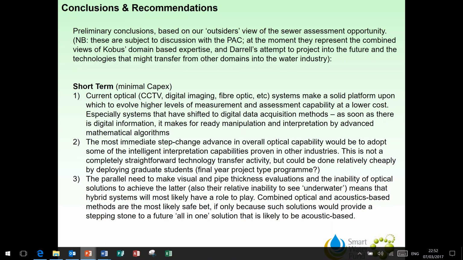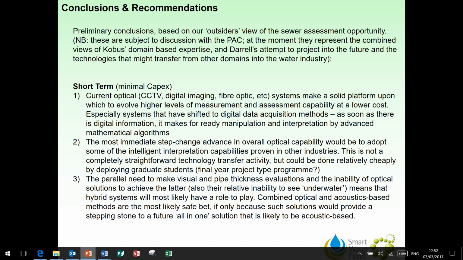The second one, a bit more difficult to do, but nevertheless the solutions are out there in other domains, is to train the system to recognise that there is corrosion, for example. So you train the system and take a lot of the heavy lifting away from the operator, so that the imaging system identifies for you, for example, colour codes when it has identified corrosion.